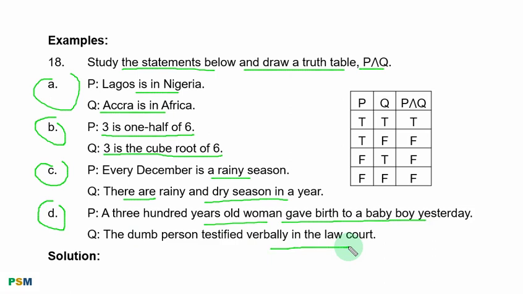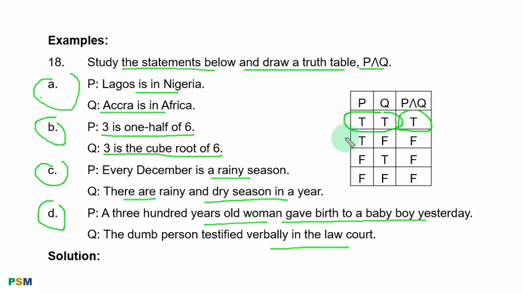Solution: you draw the truth table for statements P and Q under the 4 categories. The first category, Lagos is in Nigeria, it is true. Accra is in Africa, it is true. Because both are true, the outcome P and Q is true.